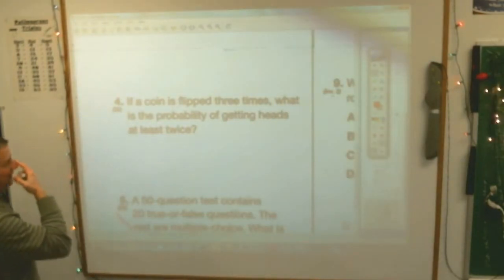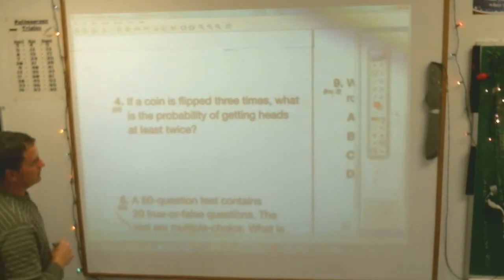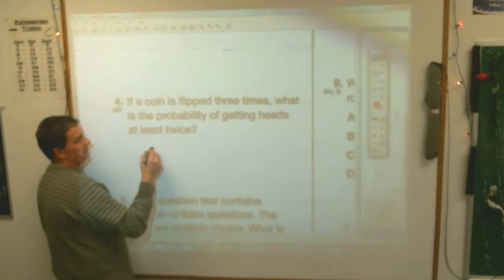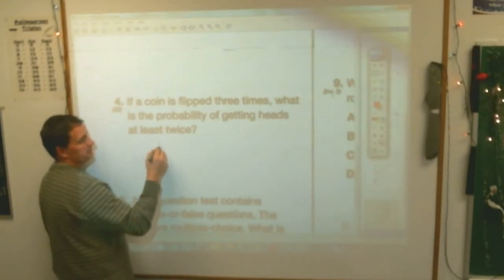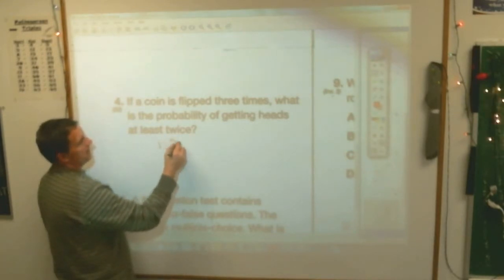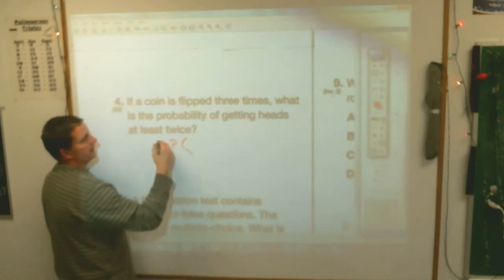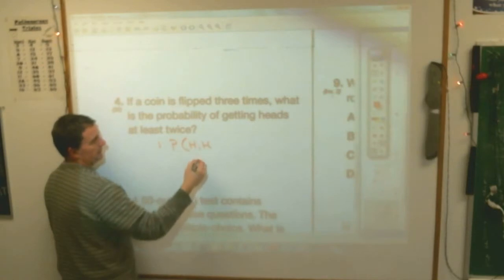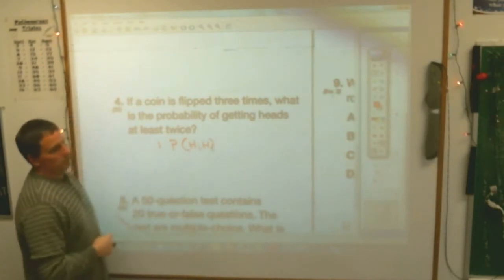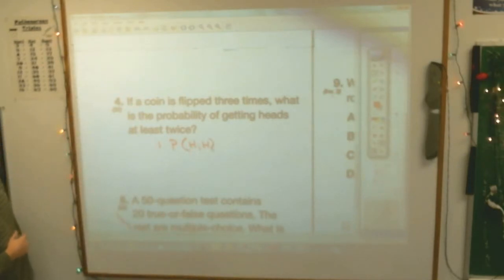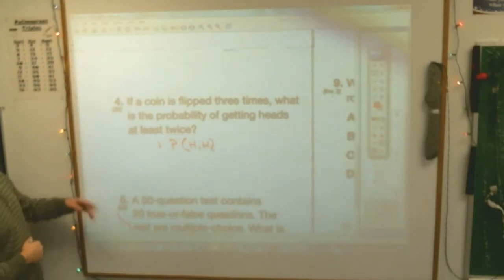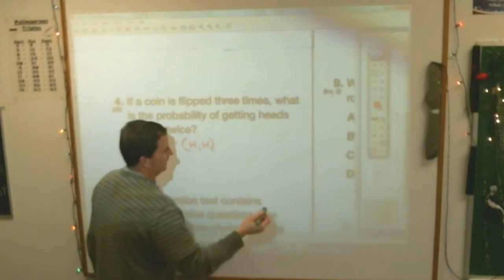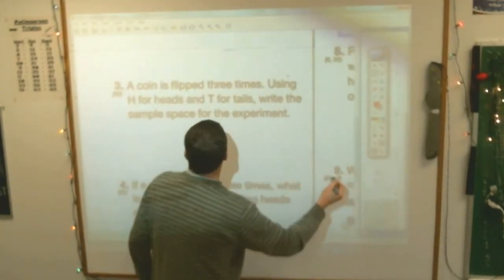A coin is flipped 3 times. What's the probability of getting heads at least twice? And here's your deal with that. This is what I write on my paper. You're flipping a coin 3 times. So the probability of getting a head at least twice would look like that. And really, in order to do that, you need the sample space. Was that what number 3 asked you for? Yeah. Okay, to do the sample space of that, let's do that, because once you have that, it's probably easy.